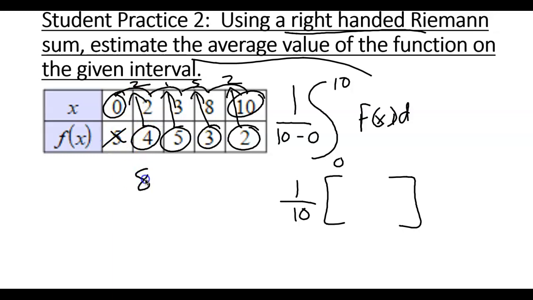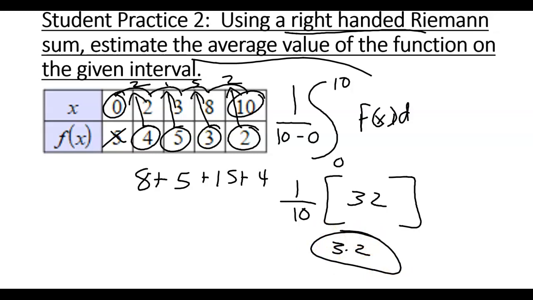And so we have 8, 5, 15, 4. And if we add all those together, we get 32. Which if you multiply by 1/10, you get 3.2. Okay? So there's your average value for that function. That's what FRQs usually look like. Okay, that for these average value theorems.